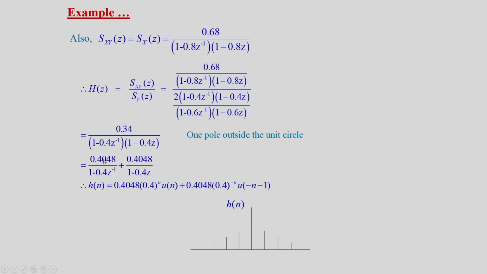And this part will give the causal solution. This is given by 0.4048 into 0.4 to the power n, u(n), where u(n) is 1 for n greater than or equal to 0. And this part will give an anti-causal sequence: 0.4048 into 0.4 to the power minus n, because n is negative, u(minus n minus 1). So, if we plot h(n) versus n, we will get a plot like this. This h(n) will be an infinite duration sequence extending from minus infinity to plus infinity.